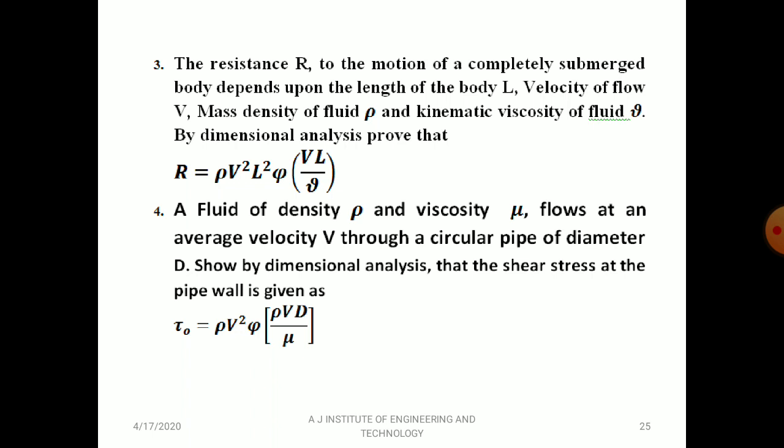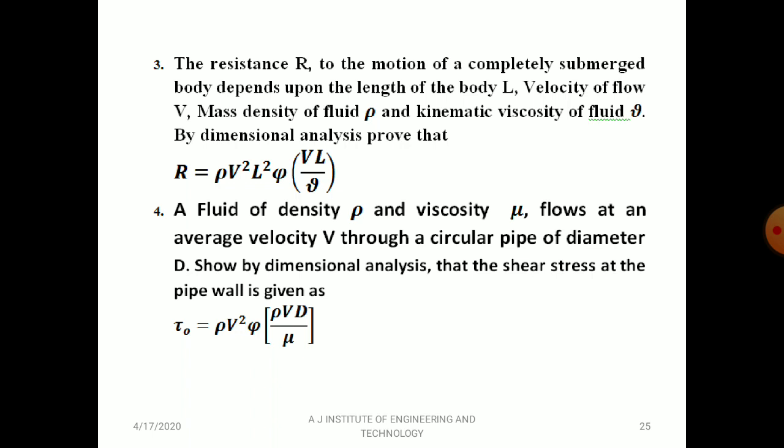Next, last problem. A fluid of density ρ and viscosity mu flows at an average velocity v through a circular pipe of diameter d. Show by dimensional analysis that shear stress at the pipe wall is given as tau naught equal to ρ v square phi of ρ v d divided by mu. So tau naught is a shear stress. Stress is force by area. So Newton divided by area, that is Newton per meter square. So Newton, F equal to ma, kg into meter into s to the power minus 2. So you can get the expression for tau naught.